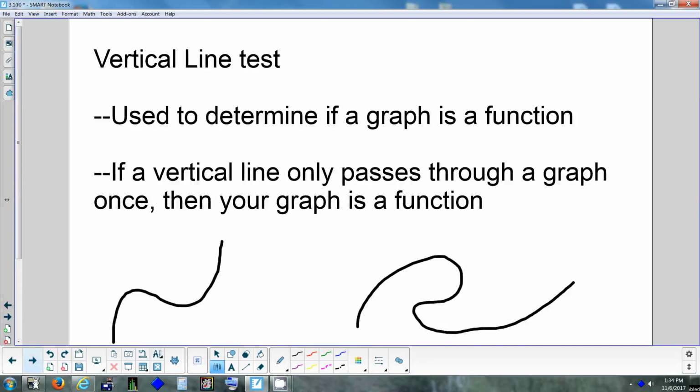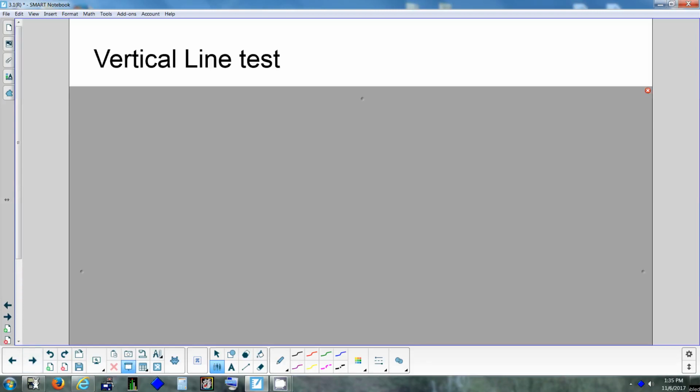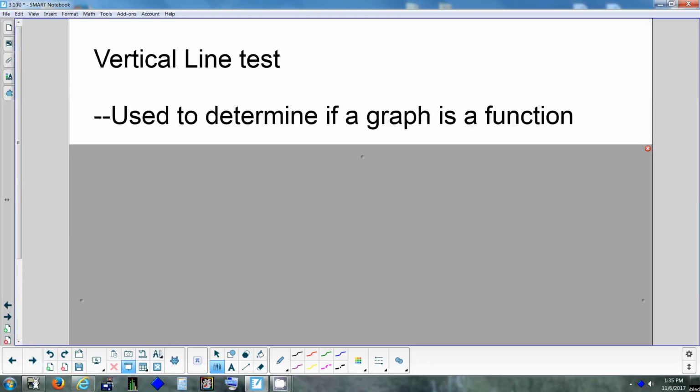Okay. So if you have a picture, how can you tell quickly by looking at a picture that something is a function? Okay, without writing down all the coordinates. You can use a special test called the vertical line test. Alright? It's a very quick and simple way to tell if something is a function.